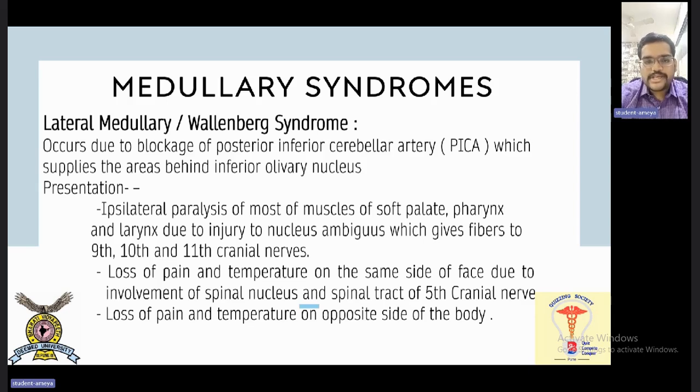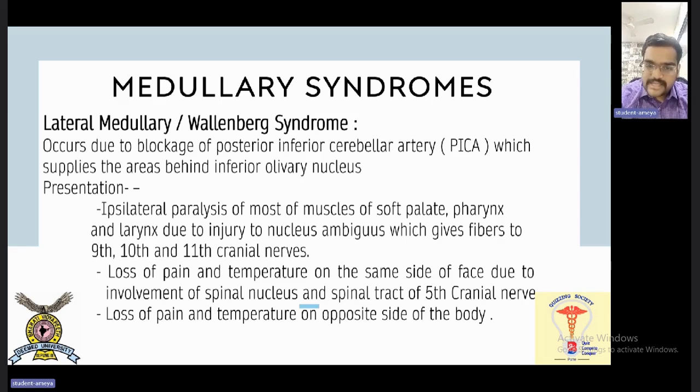So how is the presentation of lateral medullary syndrome? There is ipsilateral paralysis. What do you understand by the word ipsilateral? Ipsilateral means same side. So there is paralysis of the soft palate, pharynx, and larynx on the same side as the lesion. This occurs due to injury to the nucleus ambiguus, which gives fibers to the 9th, 10th, and 11th cranial nerves. And there is loss of pain and temperature on the same side of the face.